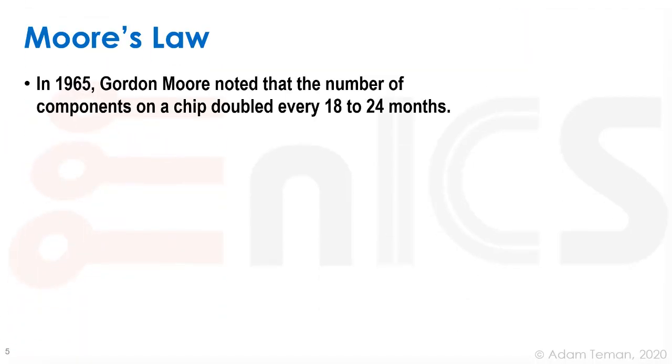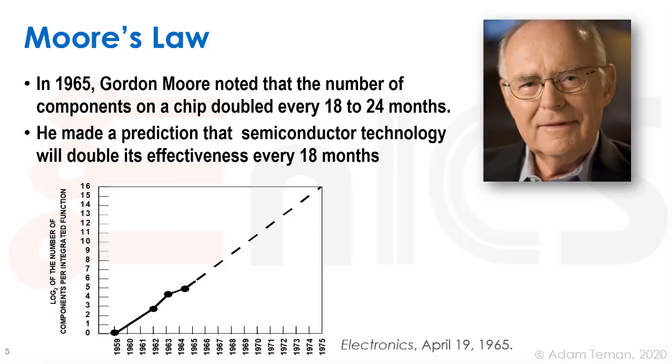In 1965, Gordon Moore, who was then the CEO of Intel, noted that the number of components on a chip doubled every 18 to 24 months. And he was a real prophet. So this is Gordon Moore. He made a prediction that semiconductor technology would double its effectiveness every 18 months. That was a pretty big guess back then.